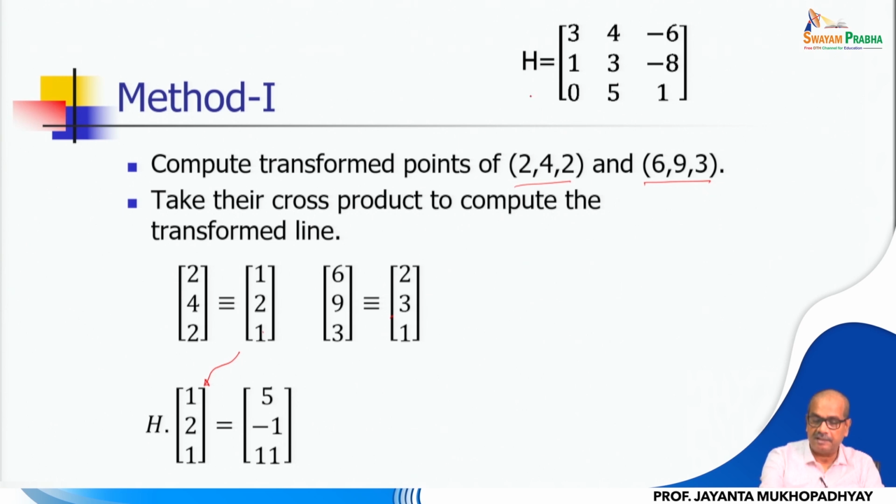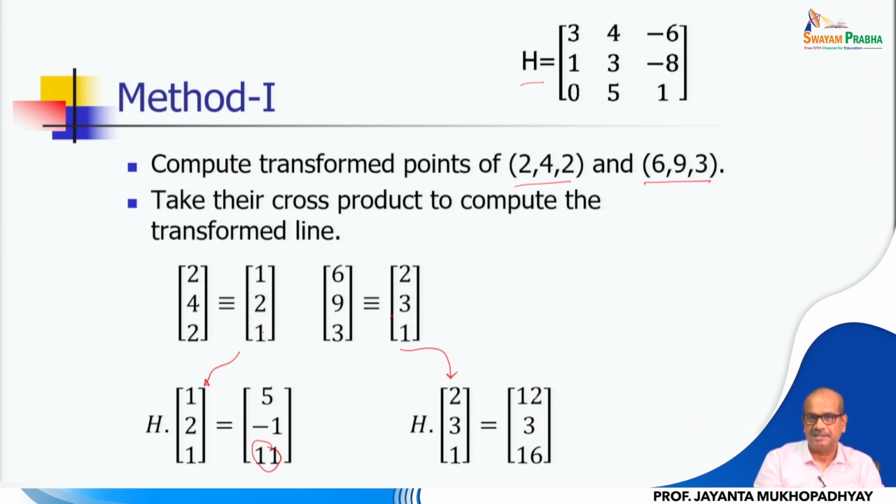That means if I multiply this matrix with this column vector, then I will get (5, minus 1, 11). Now this is a transformed point. Note that 11 is a scale factor, so the actual point in the transformed space would be 5 by 11, minus 1 by 11. And then this is the second point. This point is transformed again to (12, 3, 16). Once again, the actual point is 12 by 16 and 3 by 16 in the real space. Now what you need to do is take the cross product of these two vectors to compute the line formed by these 2 points.